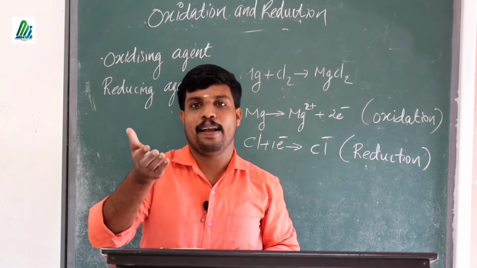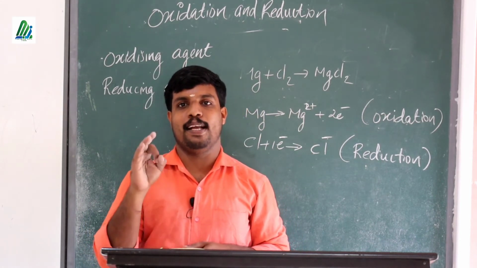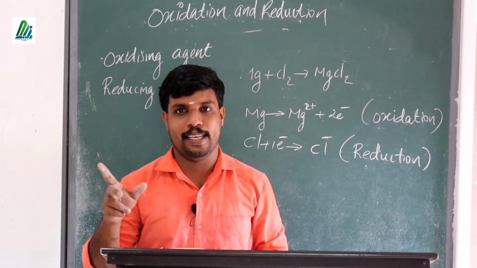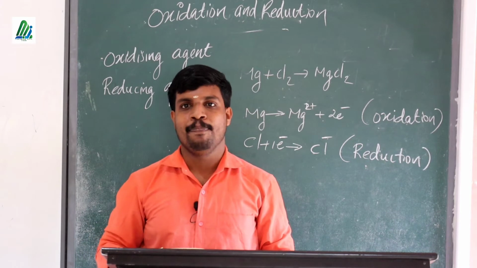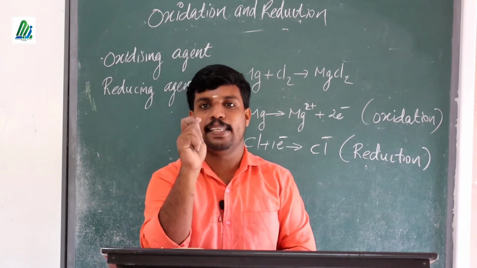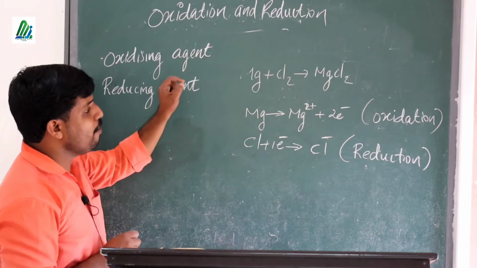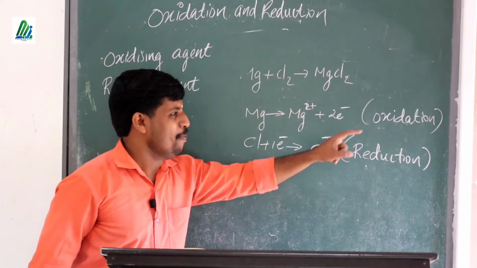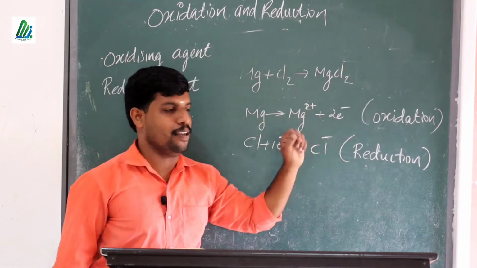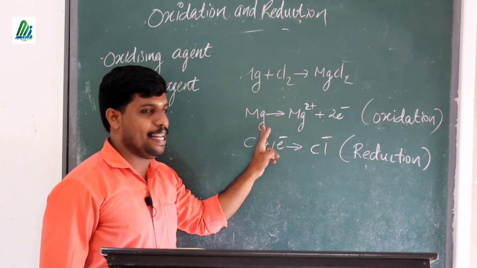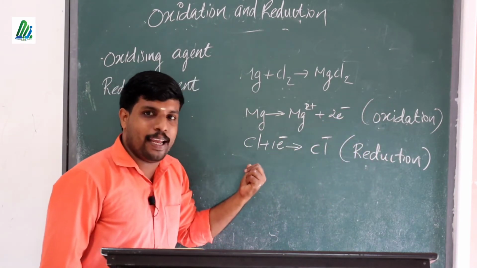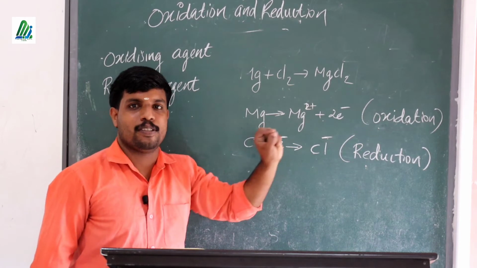And which atom gained the electron, accepted the electron? That is the oxidizing agent. Which atom donates the electron? That is the reducing agent. Which atom gains the electron? That is the oxidizing agent. The easy way is this: the atom in which oxidation occurs is the reducing agent, and the atom in which reduction occurs is the oxidizing agent.